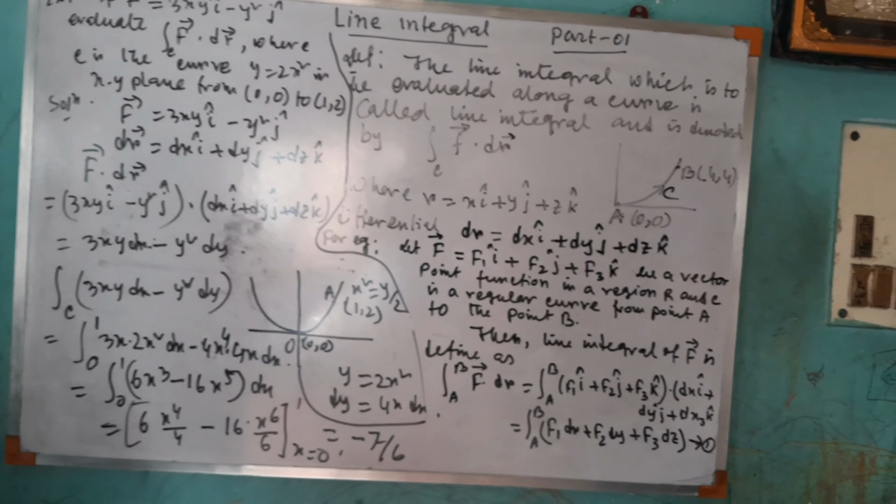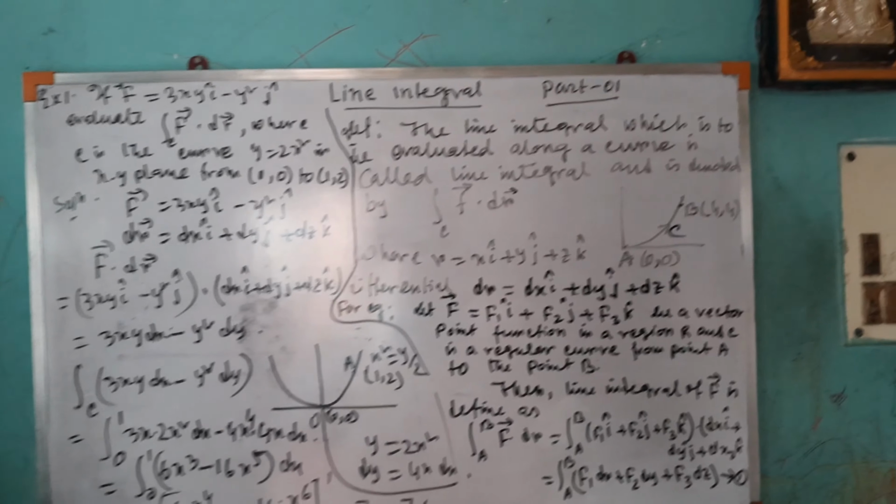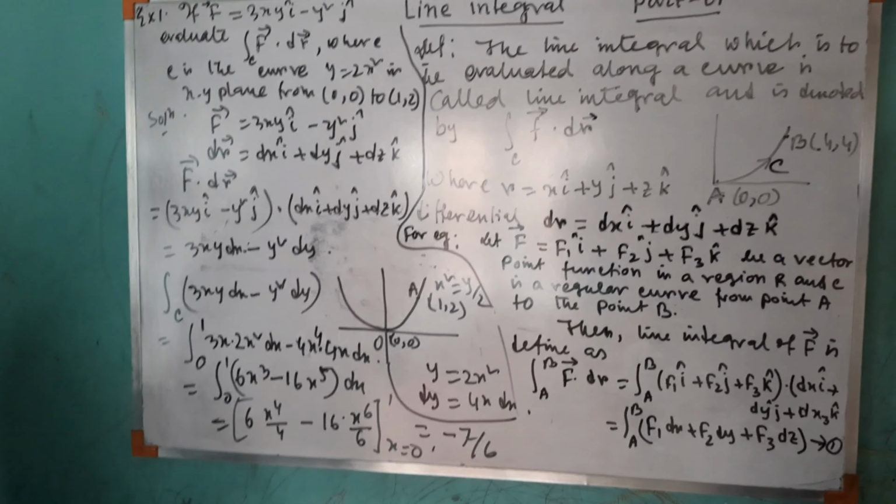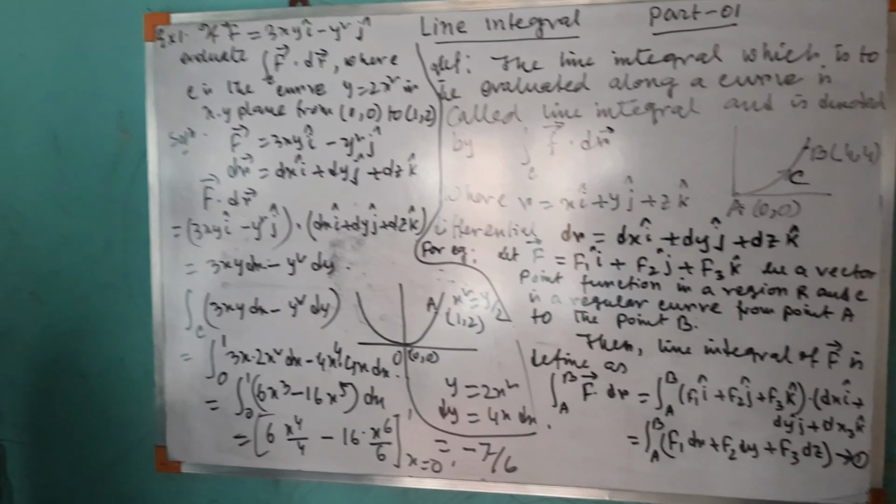What we have learned from here is that you can convert this into x or y. When converted into x, the limit is 0 to 1. When converted into y, the limit will be 0 to 2. Here I have converted into the x variable, so I am taking the x coordinate 0 to 1. I think everybody understood very nicely.